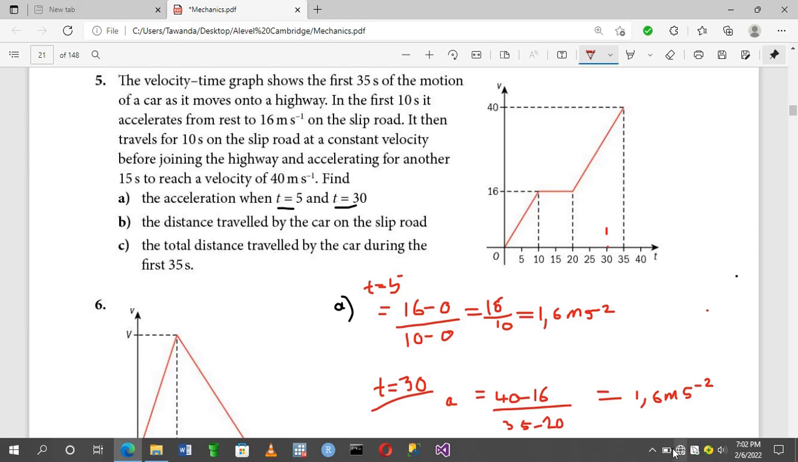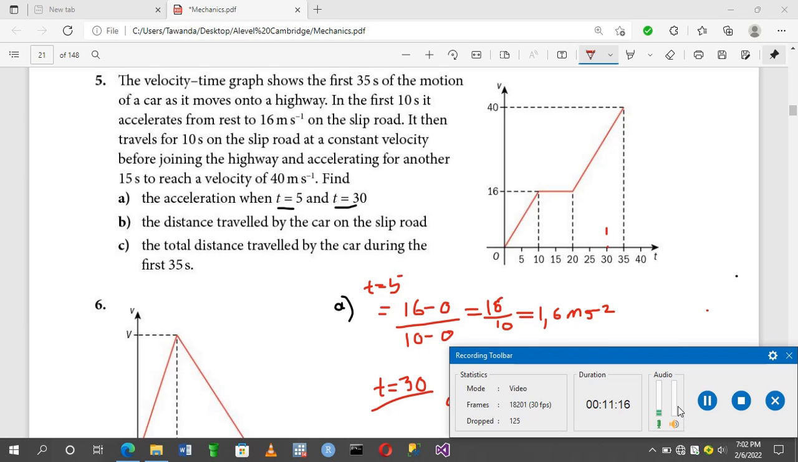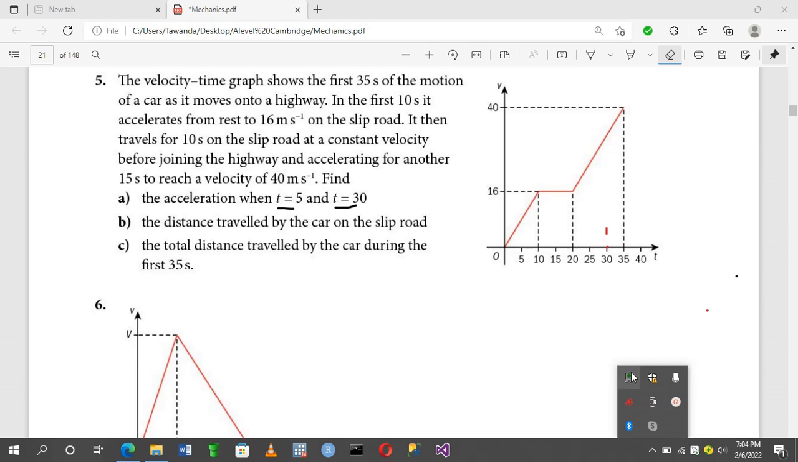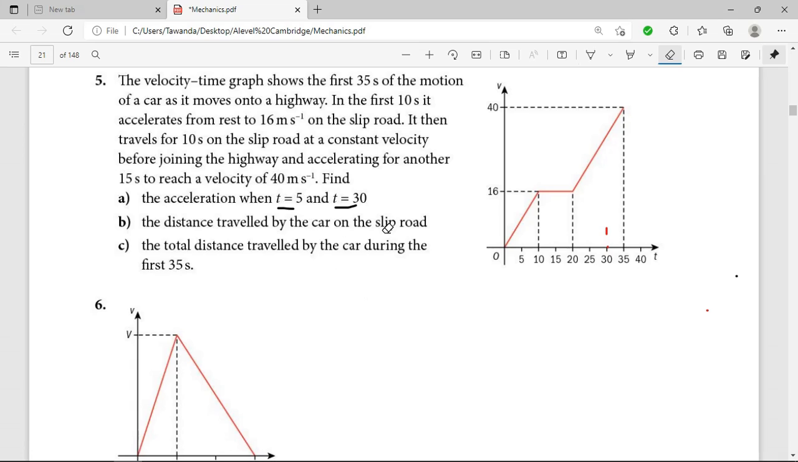Then on part B, they are saying find the distance traveled by the car on the slip road. So again, if you read the question, the slip road is for 10 seconds, then for a constant speed of 40 for another 15 seconds. So for the slip road, we are going to have the area of a shape from 0 to 20 seconds.